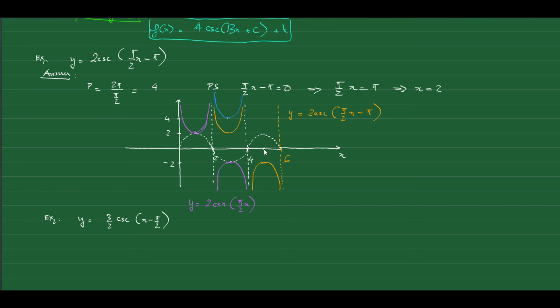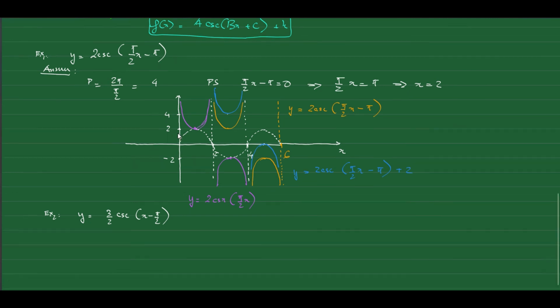Right, and this one you're gonna have something like this. That will be y equal to 2 cosecant of pi over 2 x minus pi, plus 2. See, simple. Very easy.